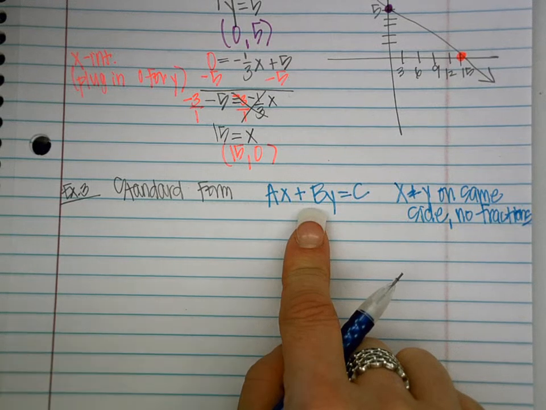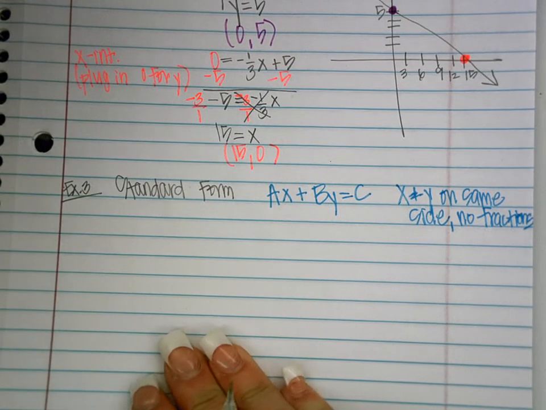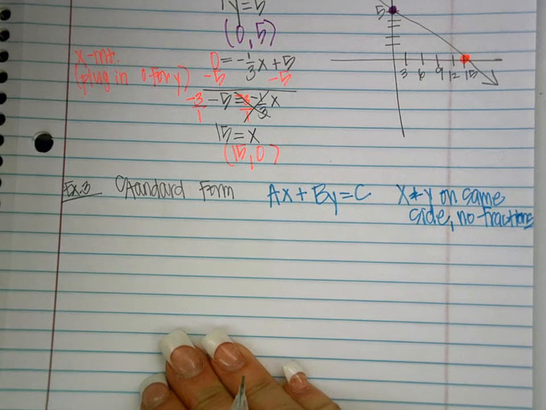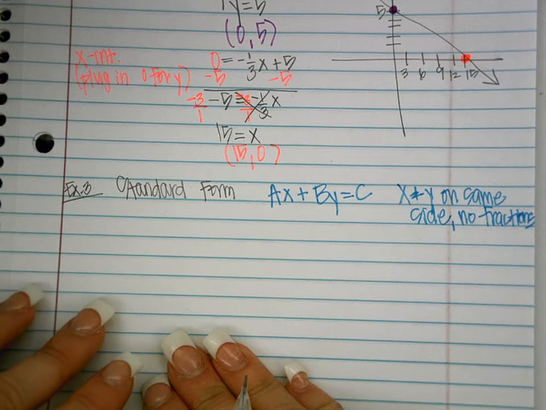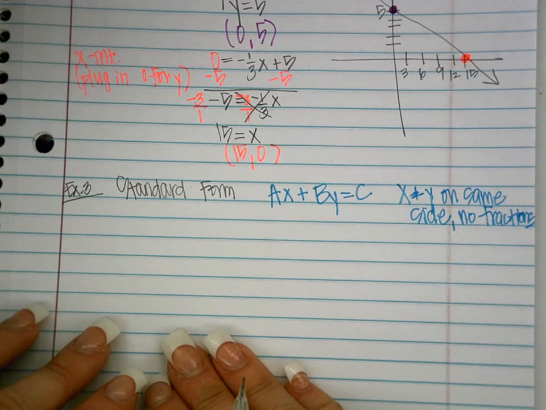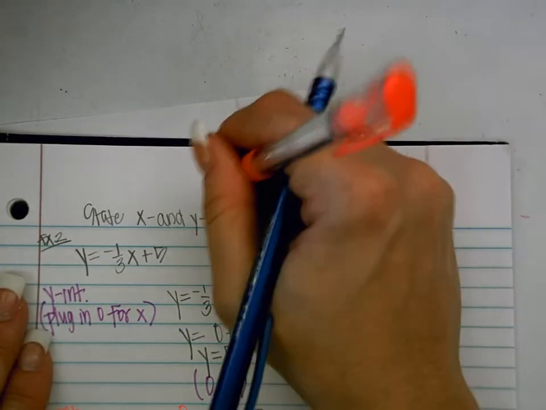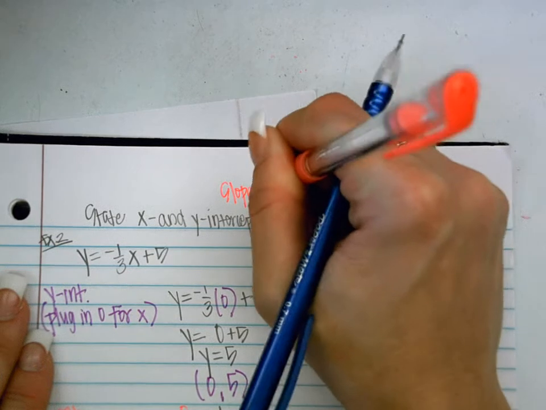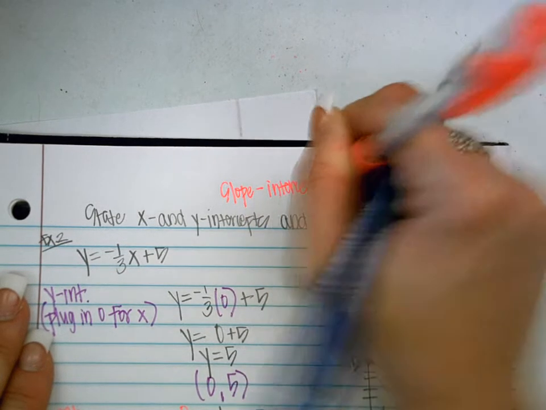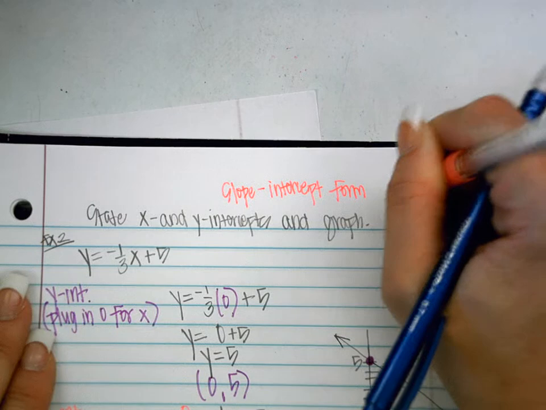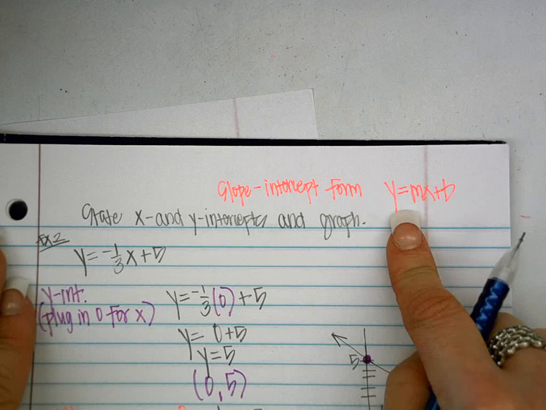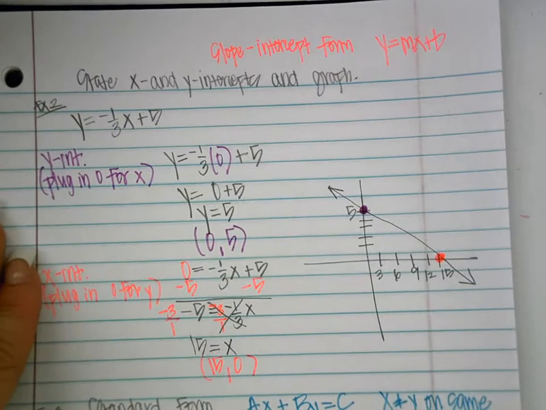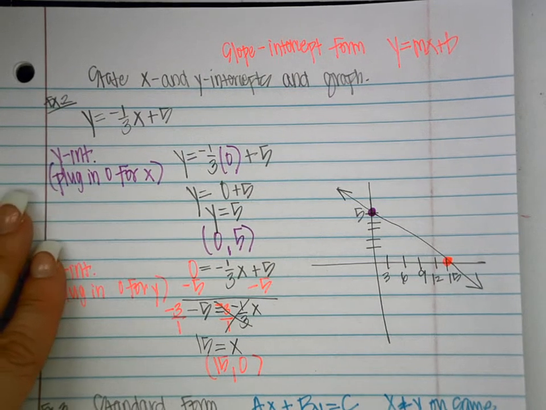What we're used to seeing is what form? Do you remember? Y equals mx plus b is called slope-intercept form. Slope-intercept form is when you have y equals mx plus b. That just means y is by itself in slope-intercept form. Standard form is when x and y are on the same side. That's the difference between the two.